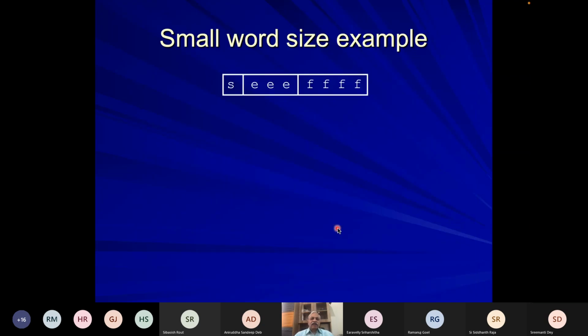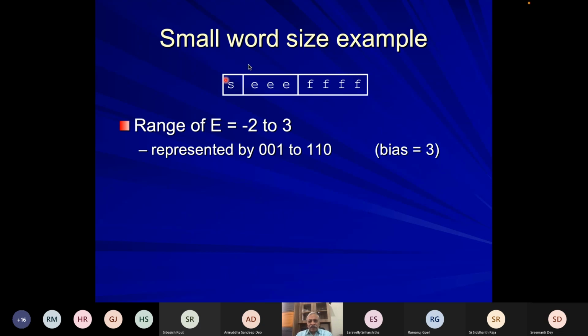So let's illustrate these operations by a toy example where we work with 8 bits. Just for illustration, this is non-standard. Suppose we keep 4 bits for the fraction part, 3 bits for the exponent, and 1 for the sign. The range of E is -2 to +3. So what is the bias here? Bias is 3.